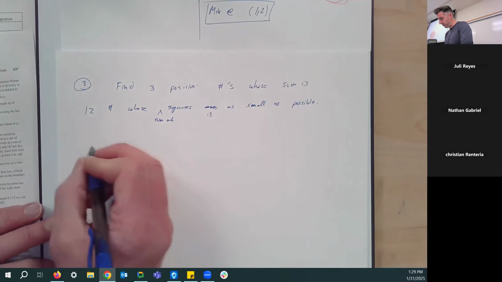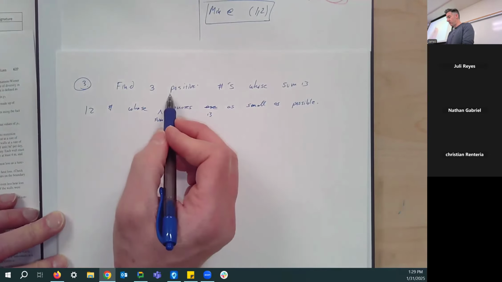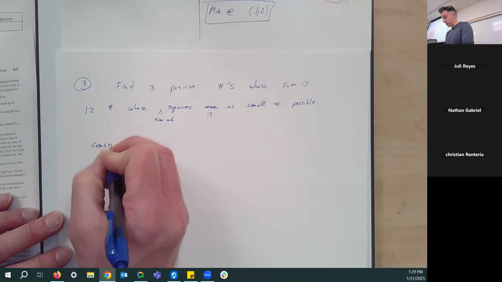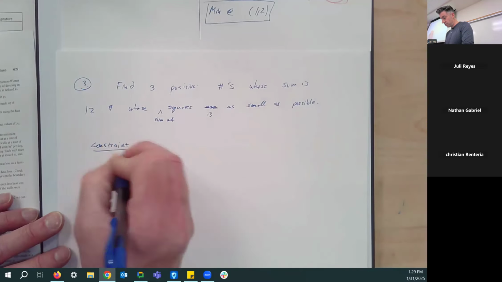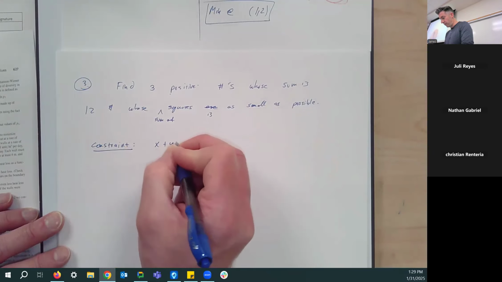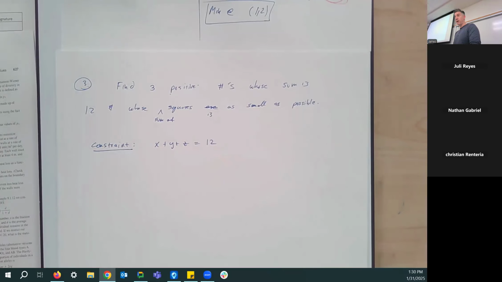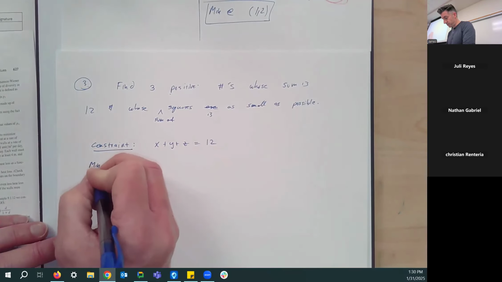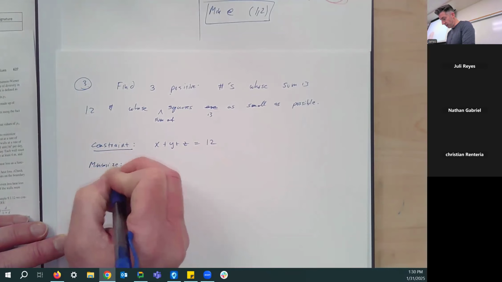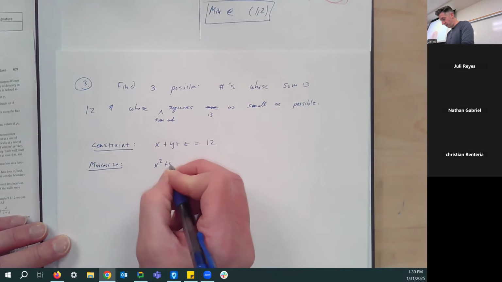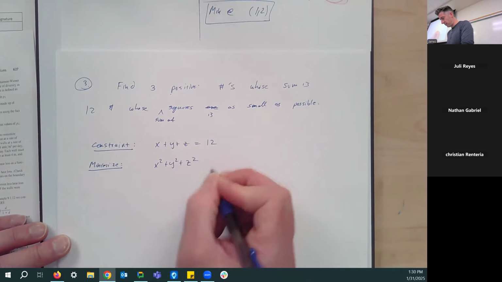So here's the work. We want to find 3 positive numbers whose sum is 12. That's our constraint. Let's call our 3 numbers x, y, and z. So x plus y plus z has to equal 12. We're trying to minimize the sum of the squares of the numbers, so x squared plus y squared plus z squared.